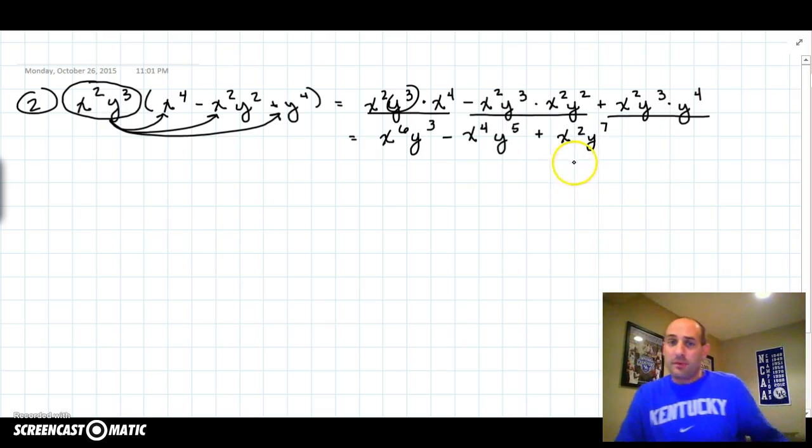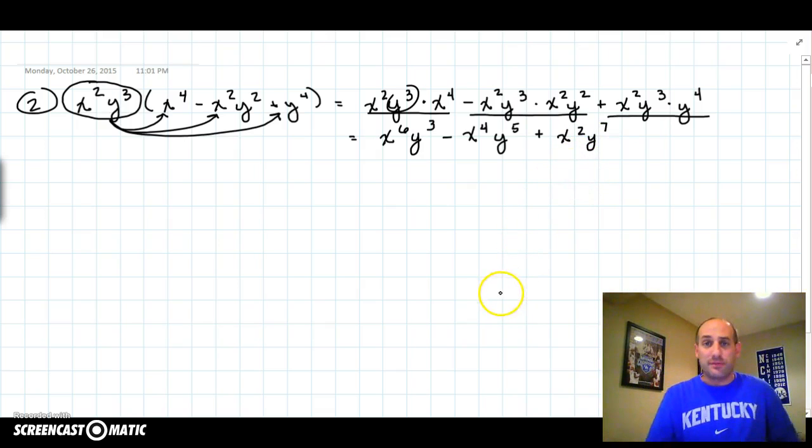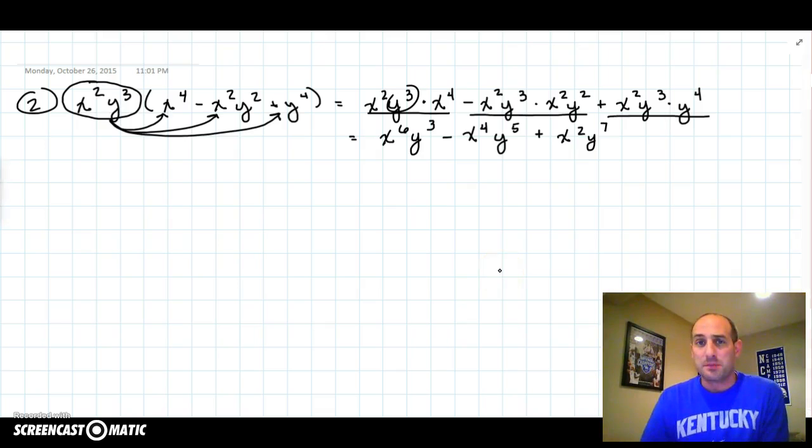And that would be where I would stop right there, because when you look at it, the exponents are different for the x's and y's. I don't have like an x to the 6 y cubed at the beginning and an x to the 6 y cubed anywhere else in the problem. So this is the simplest version of the answer of number 2.